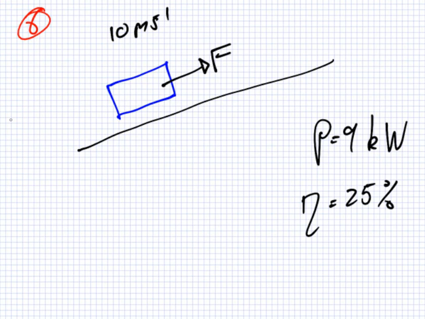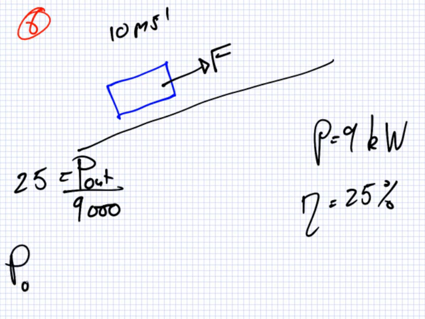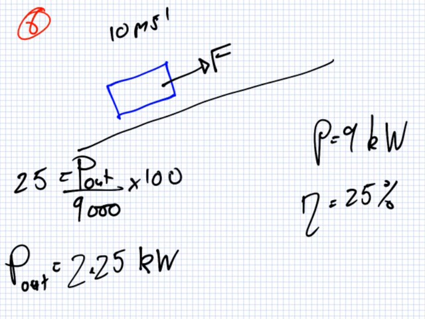So we have 25 equals power out over 9,000. So therefore power out is going to be 2.25 kilowatts. Didn't we multiply by 100? Oh, sorry, thank you. Well, I still got the right answer though, but yes. Is that part okay? Yeah.